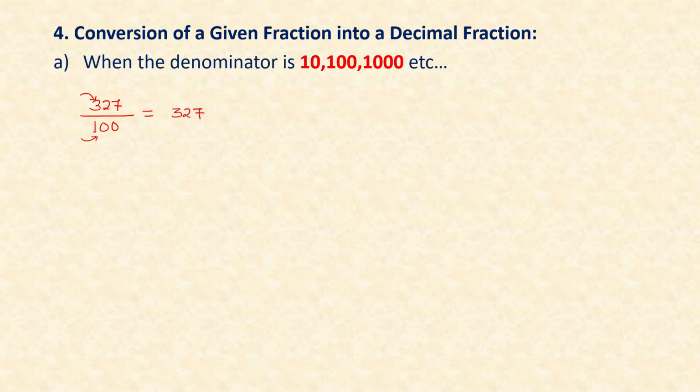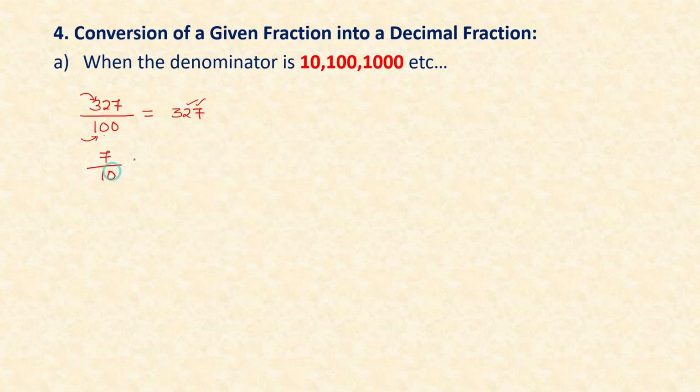So now let us count how many zeros are present in the denominator. There are 2 zeros present in the denominator. Then we have to count the digits from the right hand side exactly equal to the number of zeros present in the denominator. So as 2 zeros are there, then we will count 2 digits from the right side. So this is 1, this is 2. Then we have to put a decimal point here. So the answer is 3.27.